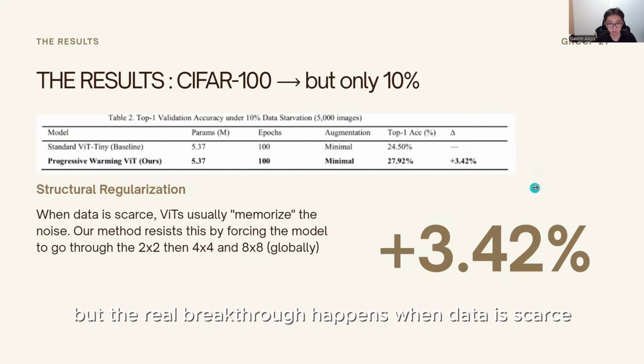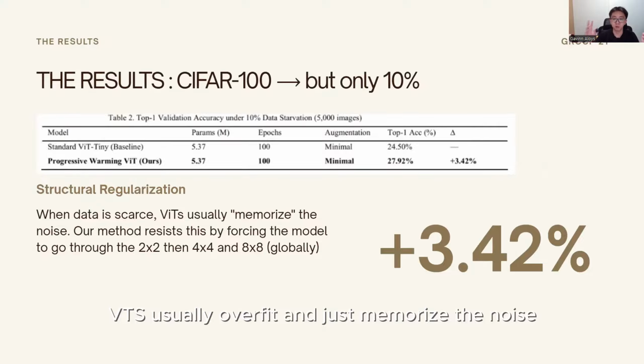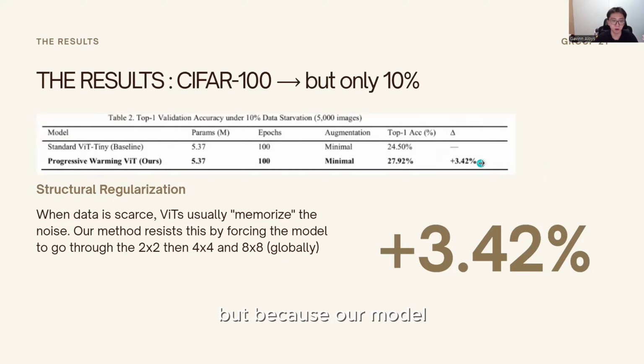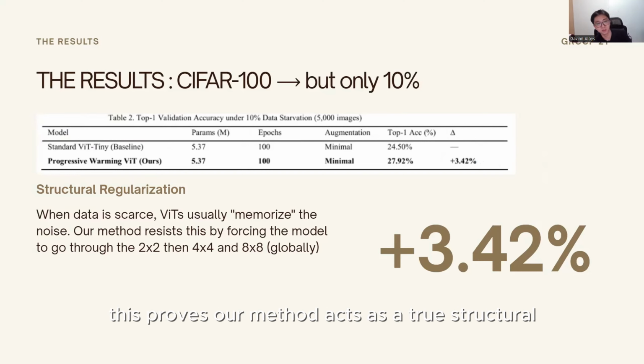But the real breakthrough happens when data is scarce. We trained the models giving them only 10% of the dataset, and standard ViTs usually overfit and just memorize the noise. But because our model was forced to learn structural features first, our accuracy jumped to a 3.42% gain. This proves our method acts as a true structural regularizer.